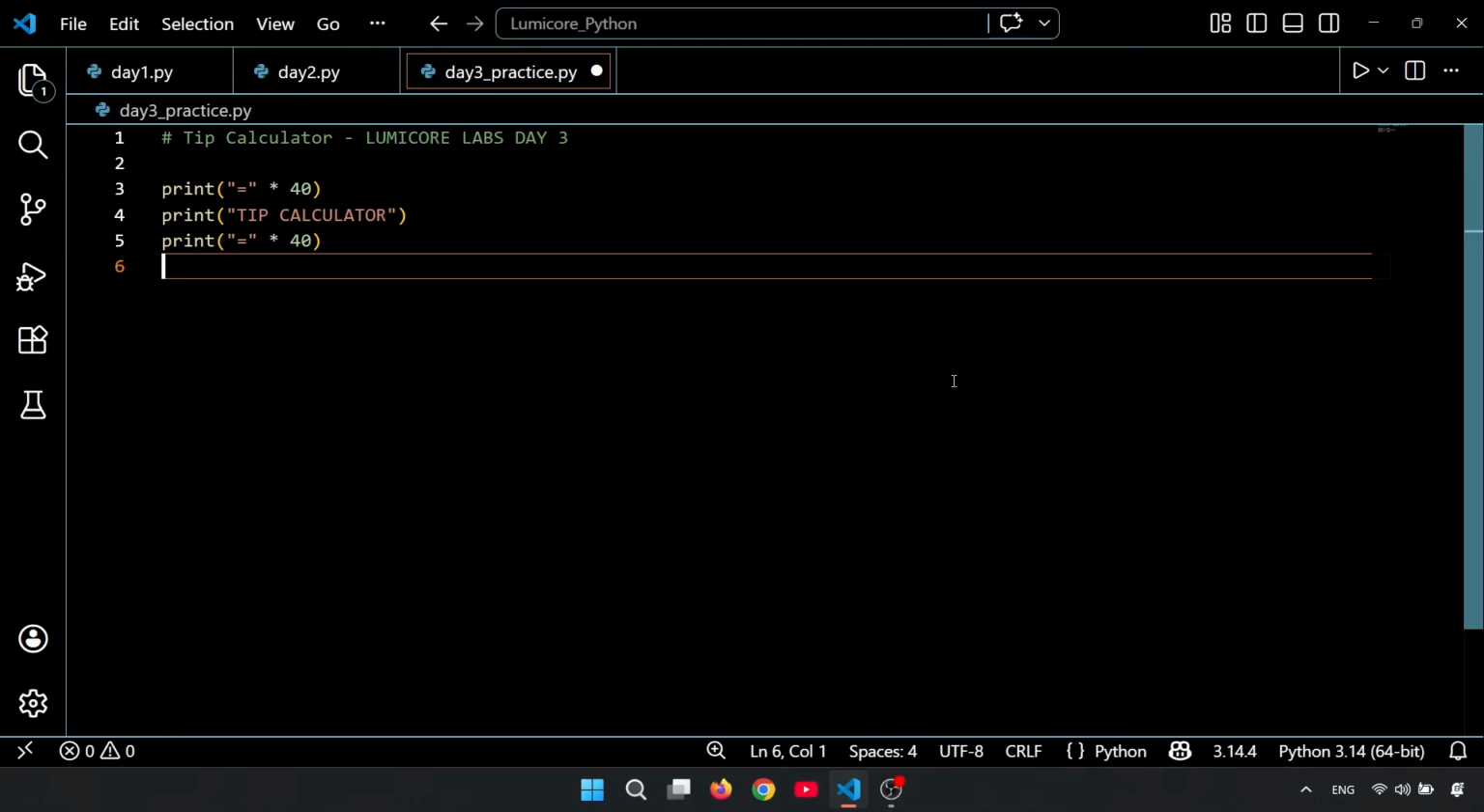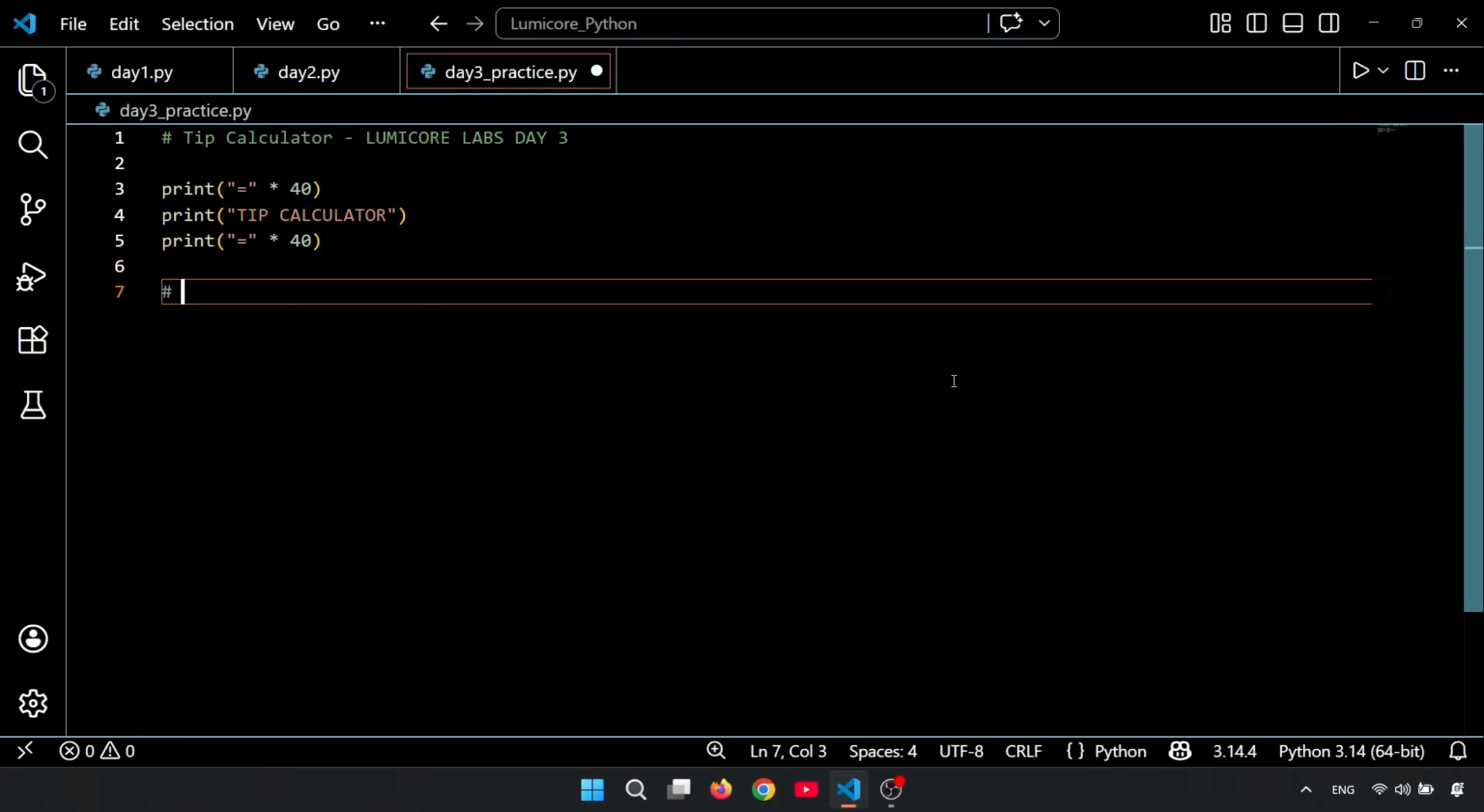First, I'm printing a header to make the program look clean. The separator line uses "=" * 40 to print 40 equal signs in a row, a small touch that helps organize the output.